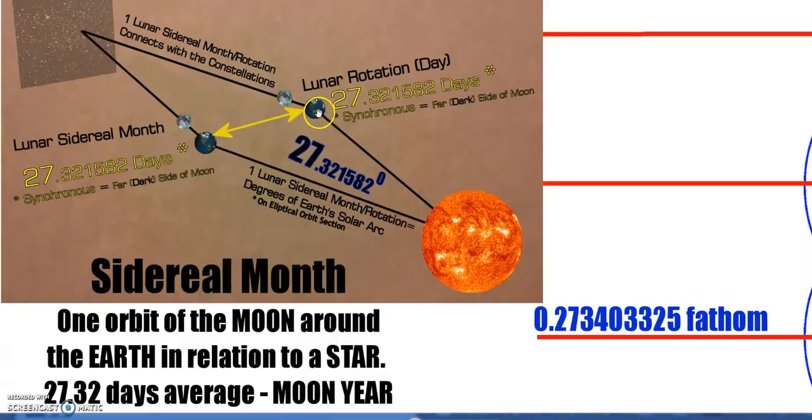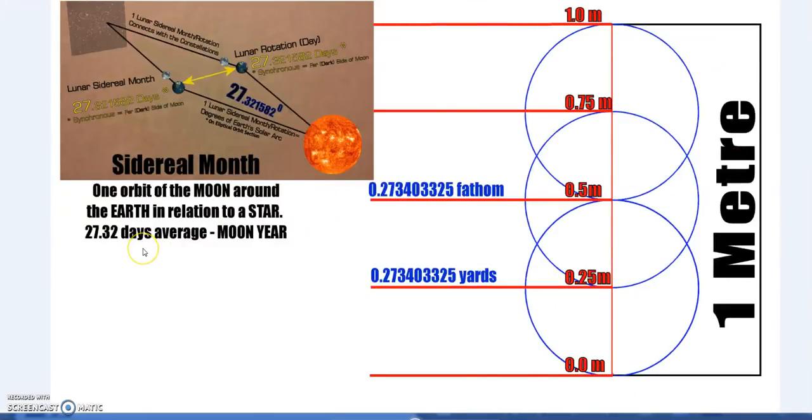So it would take 27.3 days for the moon to orbit the Earth in relation to a star, using that as our fixed point. That is a sidereal month. You could call that a moon year. Just like one year is one orbit of the Earth around the sun, one lunar year would be pretty much the sidereal orbit, which is on average 27.32 days, and that's also the rotational period of the moon. So it basically means that one moon year is equal to one moon day.